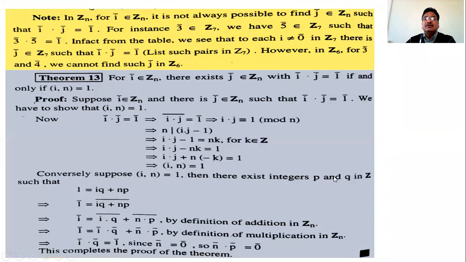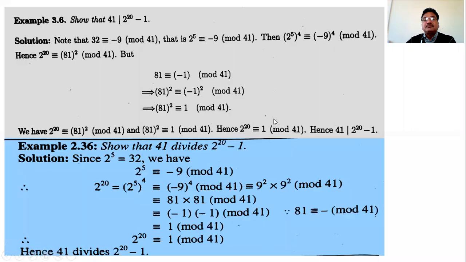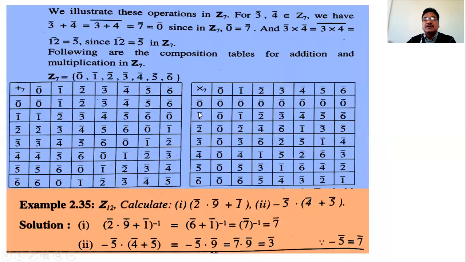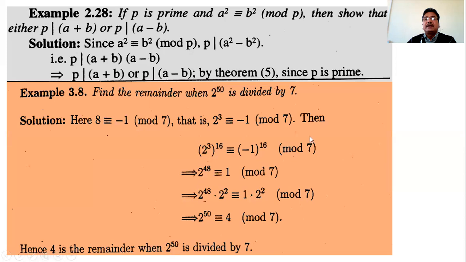So here is the statement we see: for each I bar in Z7 not equal to 0 bar, there exists J bar in Z7 such that I bar into J bar is 1 bar. So what are such pairs? If you observe, 1 bar and 1 bar, then 2 bar and 4 bar, then 3 bar and 5 bar. So these are the pairs, and 6 bar and 6 bar: 6 bar into 6 bar is 1 bar.